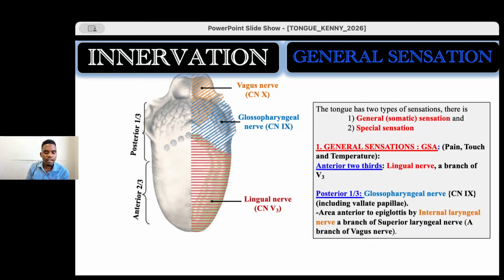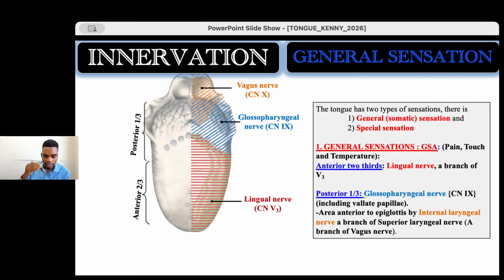Next, let's talk about general sensory innervation of the tongue. Now, the sensory innervation of the tongue is divided into 2 parts. General sensation: these are sensations of pain, touch, temperature, and stuff like that. But we also have special sensation, because we have said the tongue is a special sense organ. We have special sensation, which is the sense of taste. Now we have divided sensation of the tongue into general sensation and special sensation.